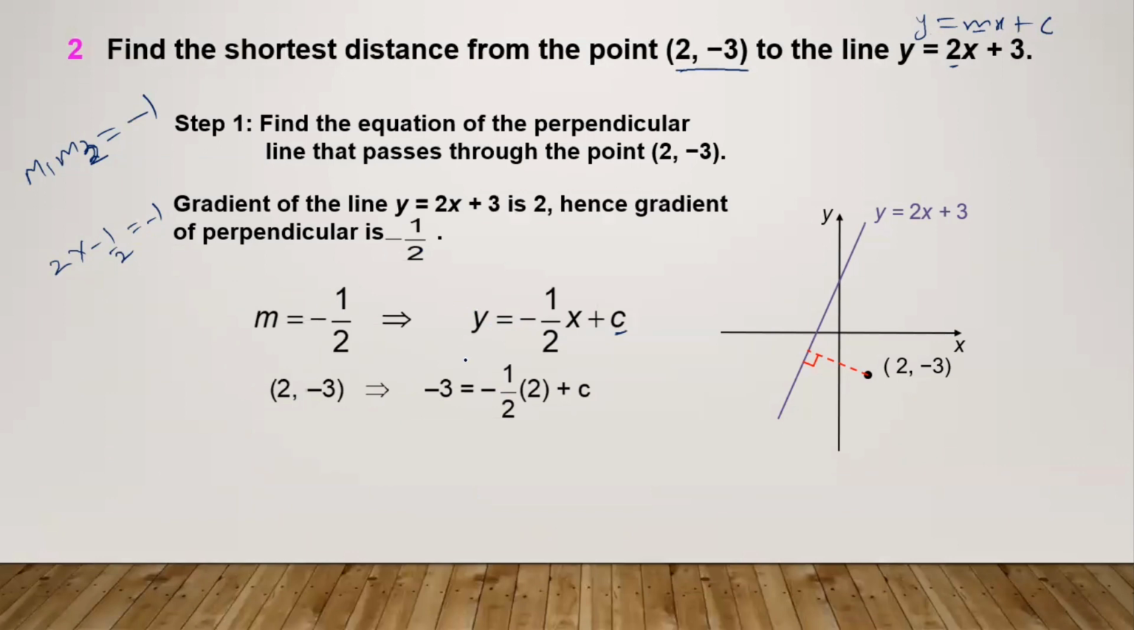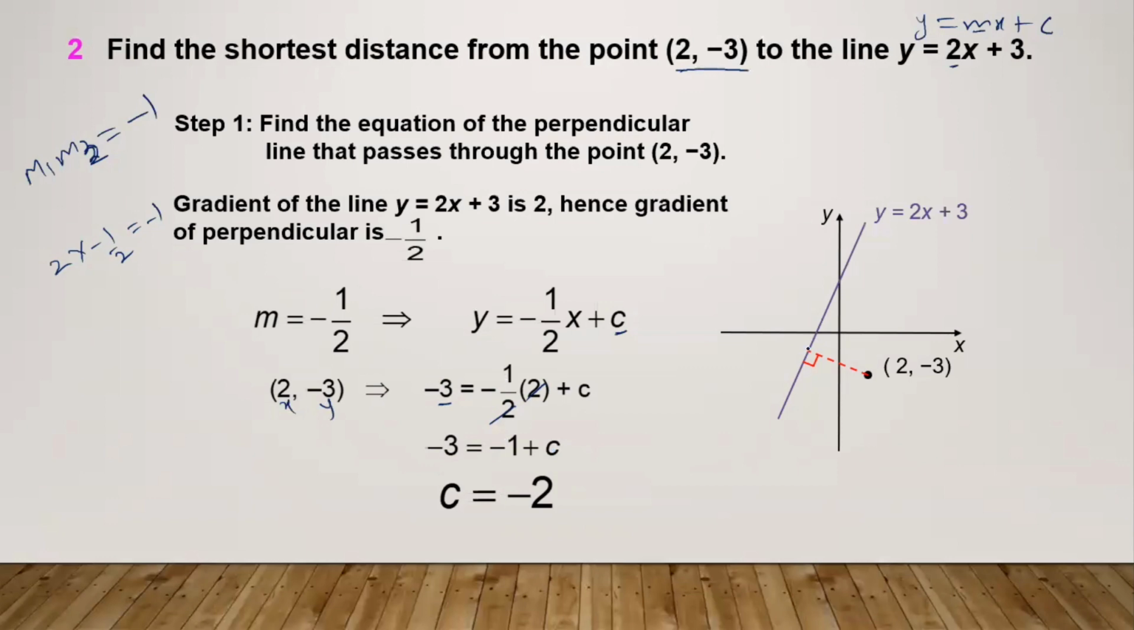Let us substitute the values. This is your x and y. Substitute this in this equation. So y = -3 and x = 2. You get -1 moves over here. -3 + 1, you get c = -2. So this is how you got the y-intercept as c = -2.